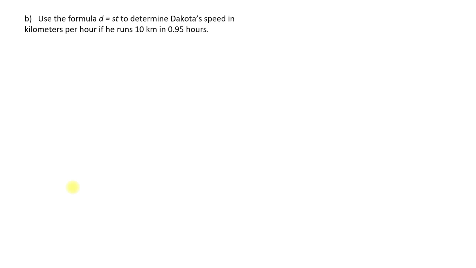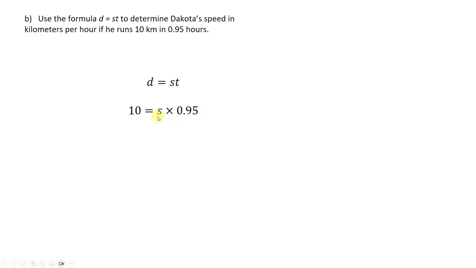Use the formula distance equals speed times time to determine Dakota's speed in kilometers per hour if he runs 10 kilometers in 0.95 hours. So we'll restate our equation right here. D equals S times T. What do we know? Well, we know that the distance is 10 kilometers, and we know the time is 0.95.